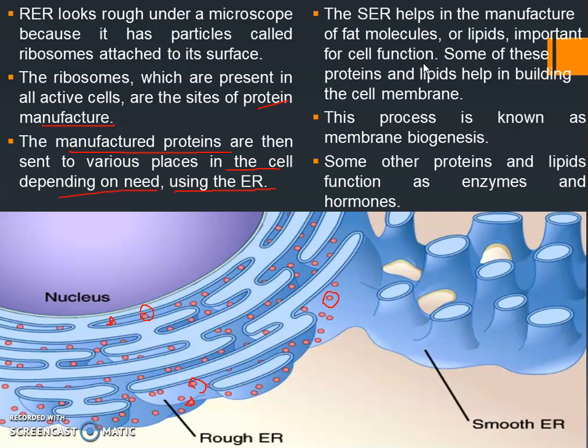Okay, now other than that, some of the proteins and lipids will help in forming the plasma membrane, and some other proteins and lipids will function as enzymes and hormones also. So the lipids or proteins they produce will act as enzymes and hormones also. It is not just helping in plasma membrane formation alone; some of these proteins and lipids will function as enzymes and hormones also.